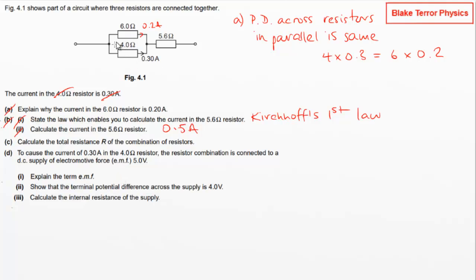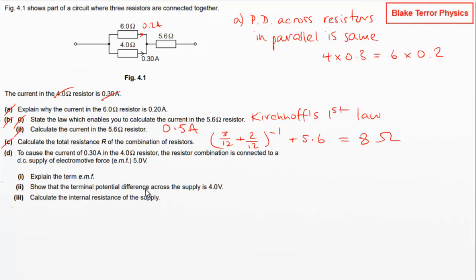So we've got to add these two in parallel and then add the one on in series. We're going to want to get all of this over 12, that's going to be our common denominator. So for the ones in parallel, we're going to have (3 over 12 plus 2 over 12) to the minus 1. And then we add on the 5.6 for the one in series. So that's going to be 12 over 5, so 2.4, add on 5.6 gives us 8 ohms.